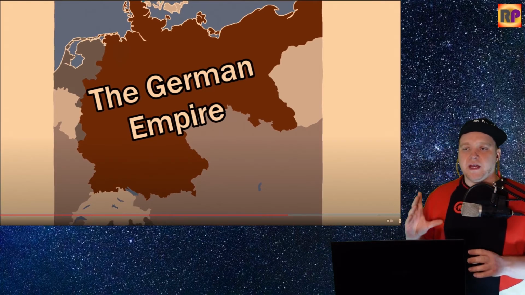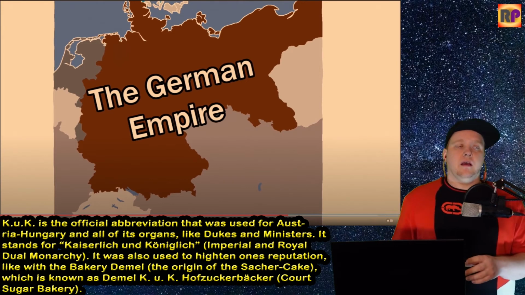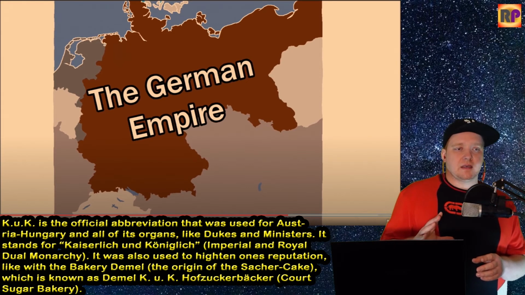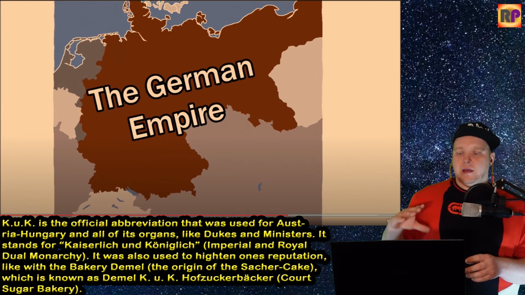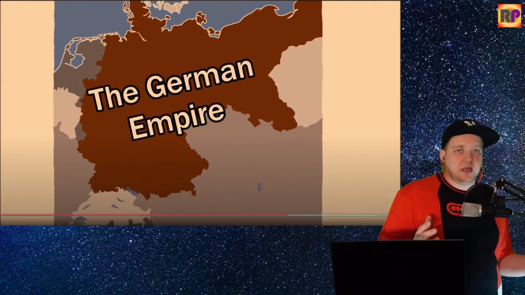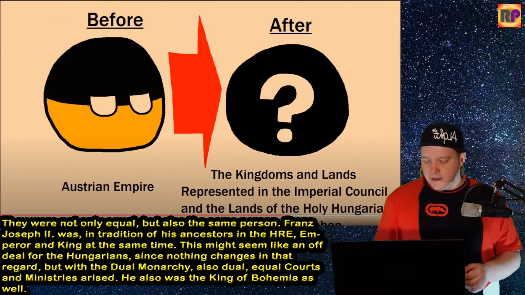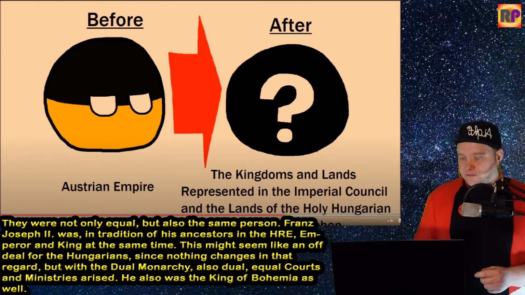Also abbreviated in Austria as KUK, which means kaiserlich und königlich. Because the Emperor of Austria and the King of Hungary were equal. Or as we know it today, Austria-Hungary.